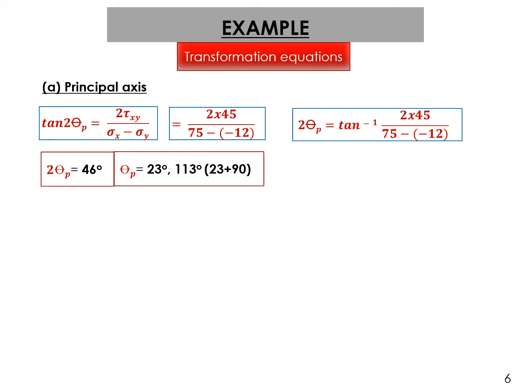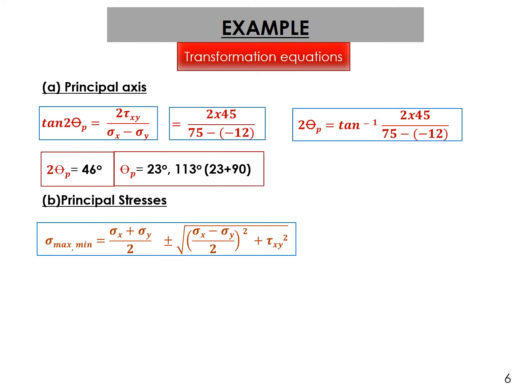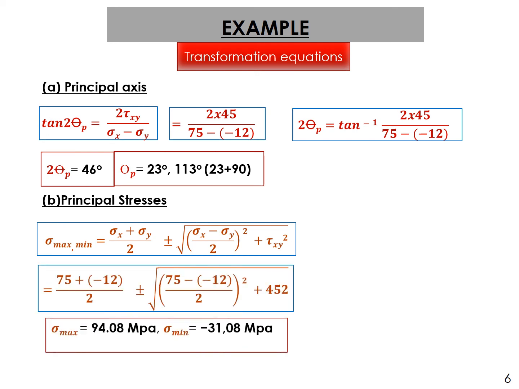It means we have calculated that value when theta is positive 23 degrees. There will be no shear stress, and the normal stresses will be maximum. So next are the principal stresses. Simple relations: sigma max and sigma minimum. Put in all those values. Now these are the values. The sigma max is 94.08 megapascal, and sigma minimum is minus 31.08. So again, it is negative.